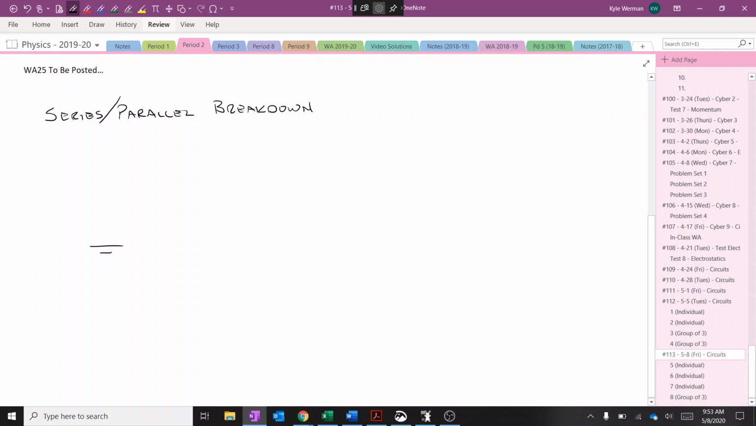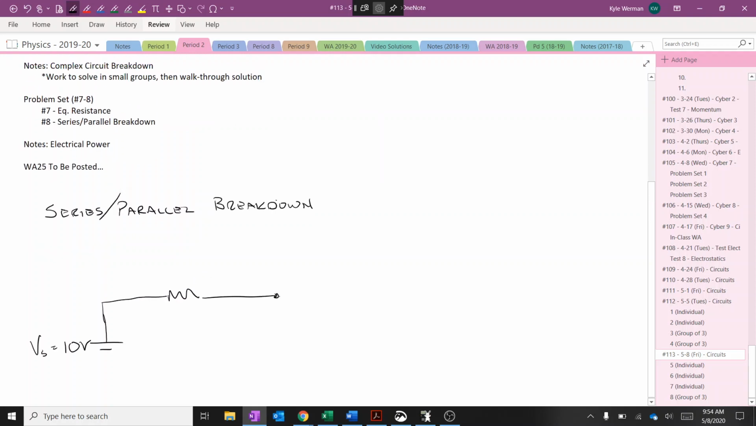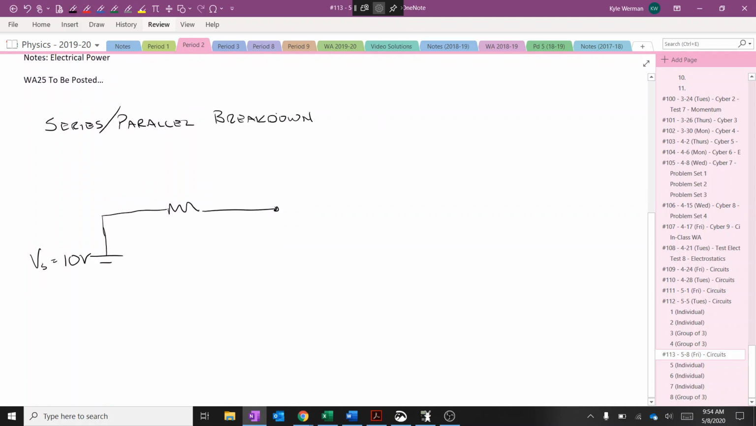We have a power supply. I'm going to call that Vs. Sometimes you see that as V total. That's given as 10 volts. We're going to leave that power supply, and we're going to go through a resistor, and we're going to hit a split. And I'll plug in the values here shortly.